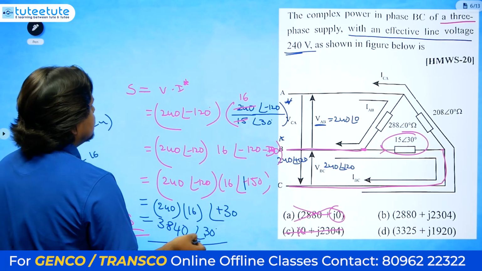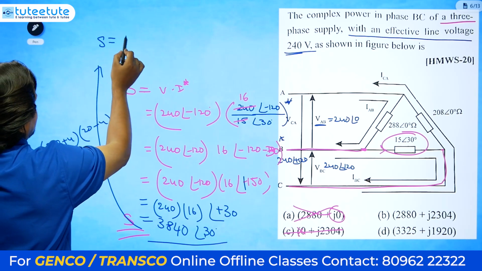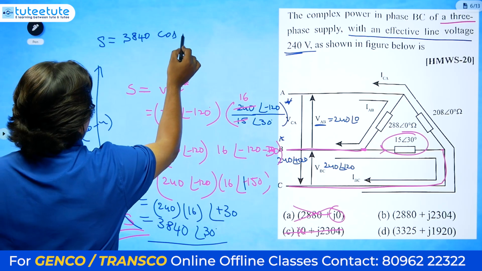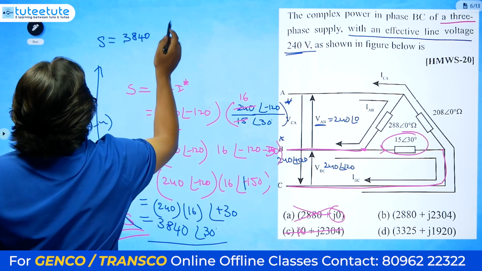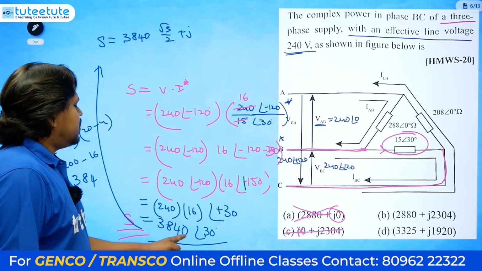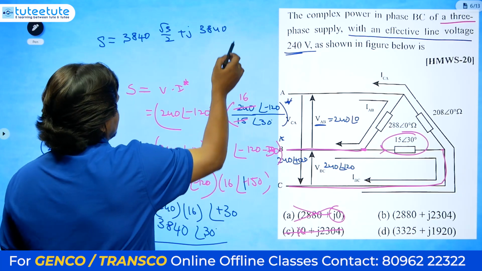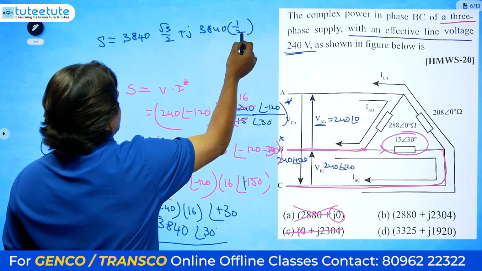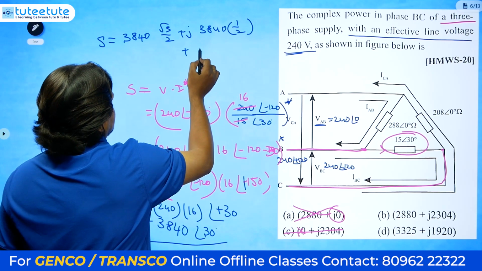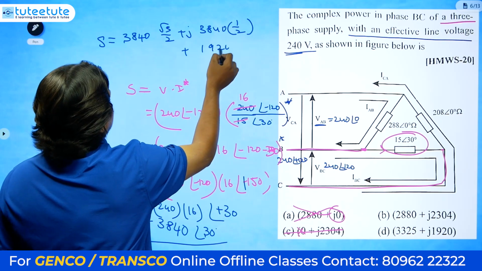So how do we represent the active power and reactive power? S equals P plus jQ. So 3840 cos 30, and cos 30 value is root 3 divided by 2, plus j 3840 sin 30, and sin 30 is 1 by 2. So this value we can get easily. Divided by 2 means 1920, so j 1920.